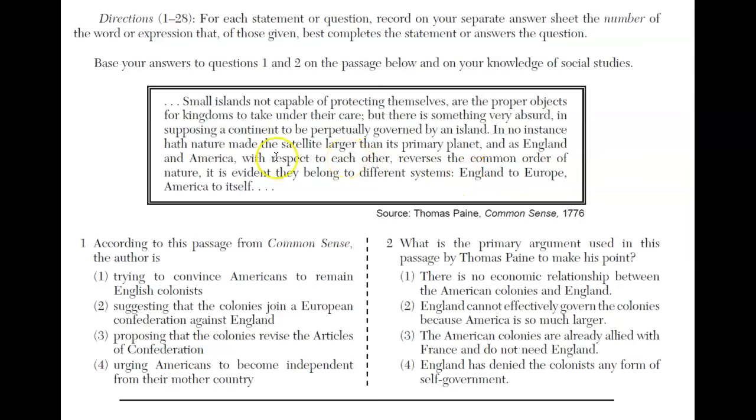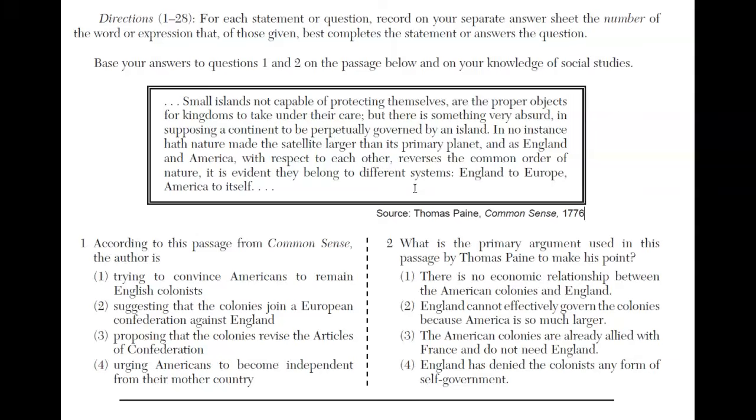Let's take a look at it. Small islands, not capable of protecting themselves, are the proper objects for kingdoms to take under their care. But there is something very absurd in supposing a continent to be perpetually governed by an island. In no instance hath nature made the satellite larger than its primary planet. And as England and America, with respect to each other, reverses the common order of nature, it is evident they belong to different systems. England to Europe, America to itself.